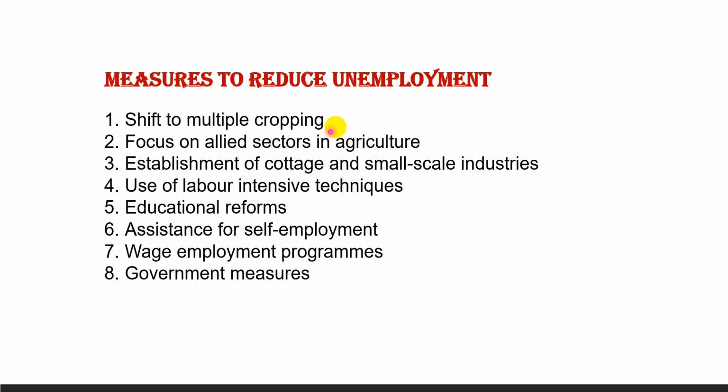Number two, focus on allied sectors in agriculture. We know the problem of seasonal unemployment in agriculture can also be tackled to some extent by focusing on allied activities like animal husbandry, dairying, poultry farming, fisheries, etc. The horticulture sector also carries immense possibilities for generating employment opportunities in India.